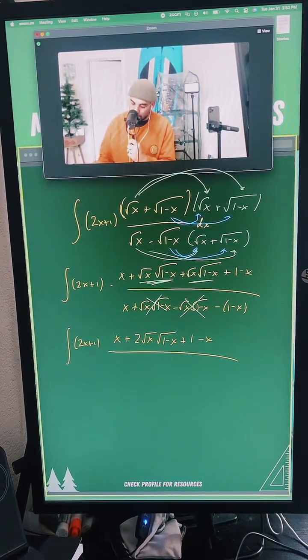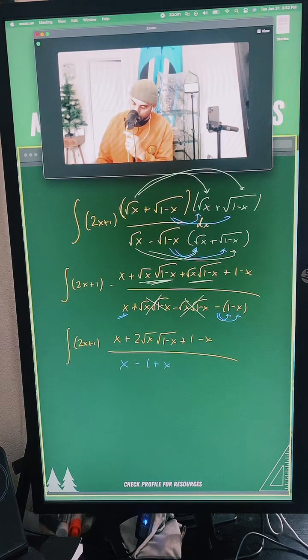Okay, so let's continue, guys. On the bottom, you're going to see that the x's, this x, and actually those don't cancel out, this x. And if I distribute the negative sign on the bottom, I'm going to be left with x minus 1 plus x. So now let's go ahead and simplify more stuff. And it looks like I'm forgetting my dx.